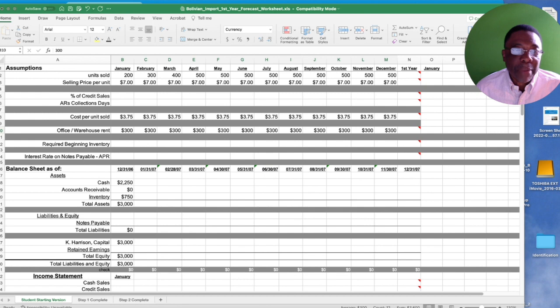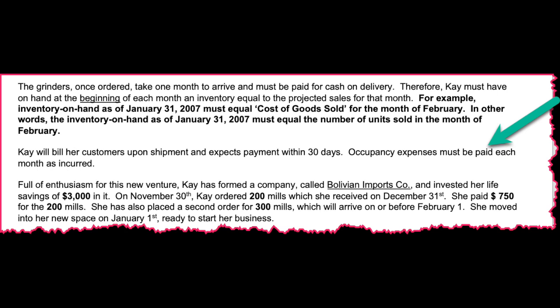So now I'm going to populate the percentage of credit sales for this particular version of this forecast, and I'm going to put in the number of accounts receivable collection days. Now, in this case, I'm going to set the accounts receivable collection days at 30 days. In other words, 1 month. Customers can take a grinder, but they're going to have to pay us 30 days after they take the grinder.